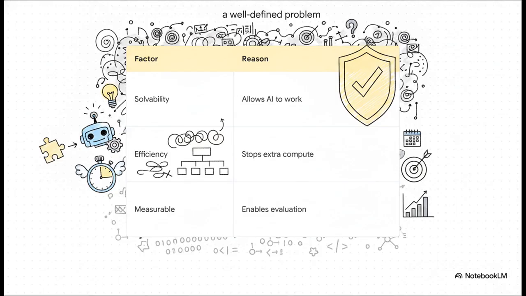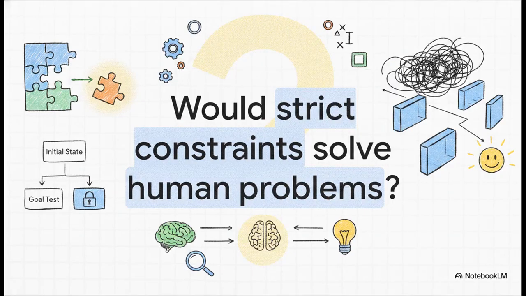Second, it guarantees efficiency. A tight formulation prevents excessive computation and wild and inaccurate results. And third, it provides measurable outcomes. Goals become specific and time-bound, which allows us to actually evaluate if the AI's performance was successful. We've seen how translating a puzzle into defined initial states, goal tests, and strict constraints allows a computer to find the perfect solution every single time.